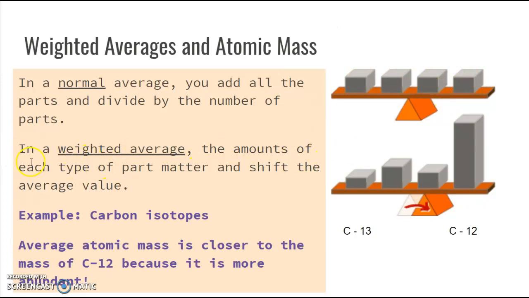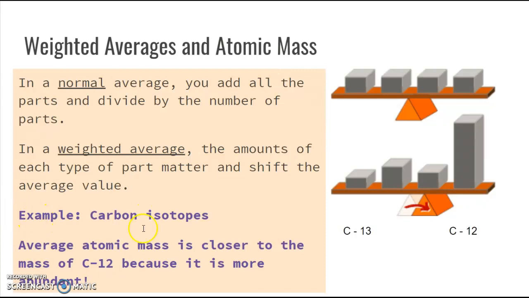In a weighted average, however, some parts might be more common, like here carbon-12 is more common than carbon-13. I just took this picture and I'm trying to apply it to what we're talking about. The weighted average takes into account the fact that there are way more carbon-12 atoms. And so the average value shifts closer to the side with carbon-12 because there's a lot more of them.